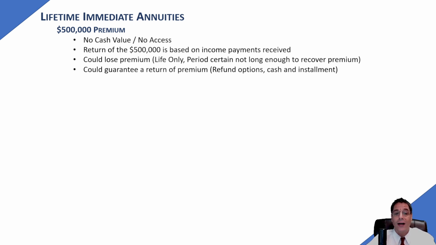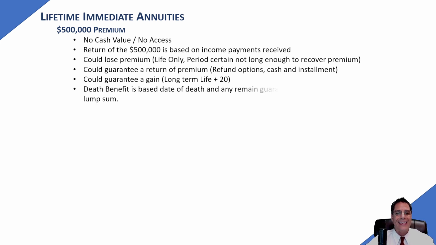It could, though, also guarantee a return of premium using the refund option. Cash or installment are the 2 ways to do that. It just says you'll never get less, should you die, than your deposit. Or you could guarantee a gain from day 1 using a life plus 20 period certain option, let's say. And we'll go into this in a minute, but that can guarantee a gain.